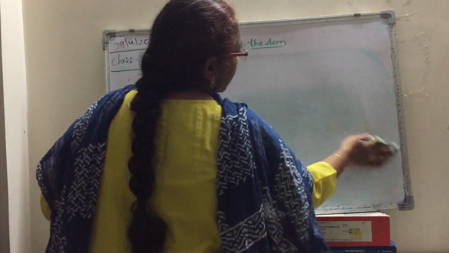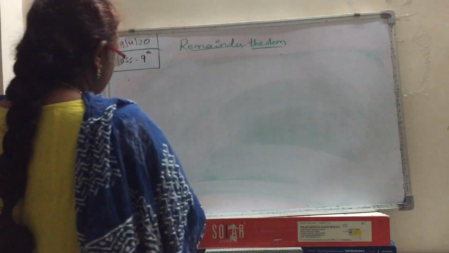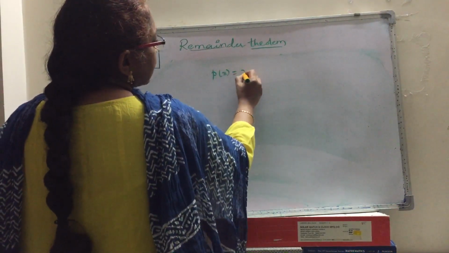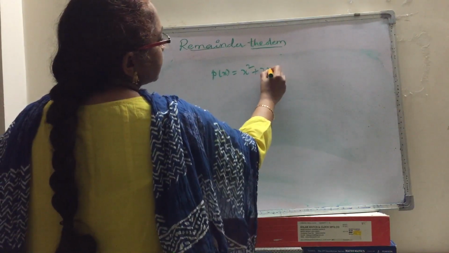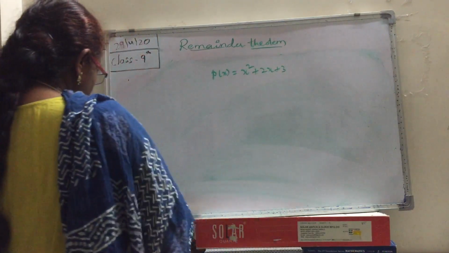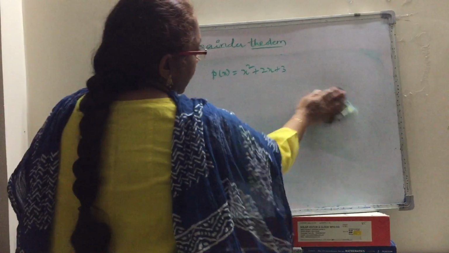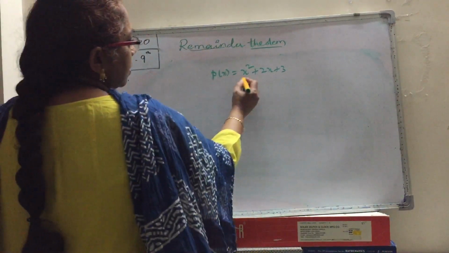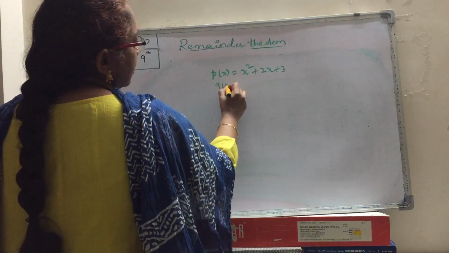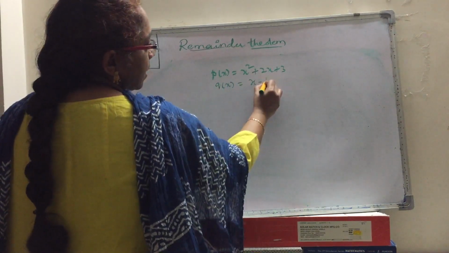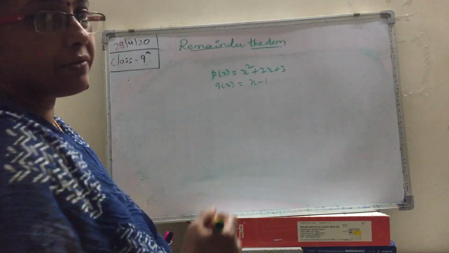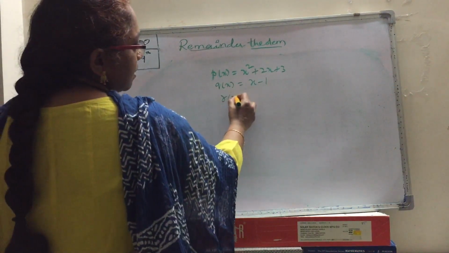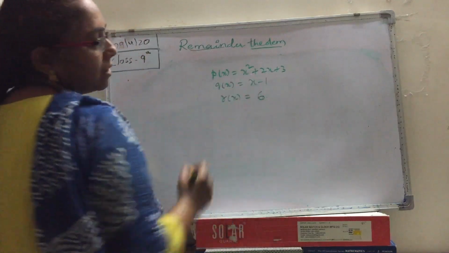See, what polynomial did we consider in that division? Here P of x is x square plus 2x plus 3. This is the polynomial we considered, and this polynomial we divided with x minus 1. So what is the divisor? x minus 1. So already we did this division. What remainder did we get? The remainder is 6.